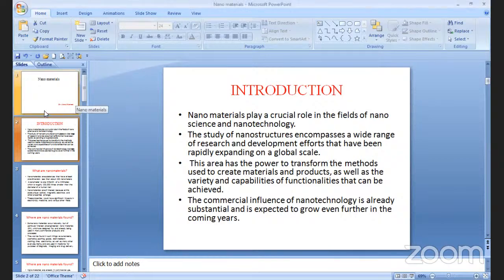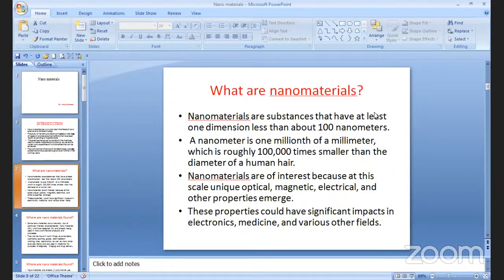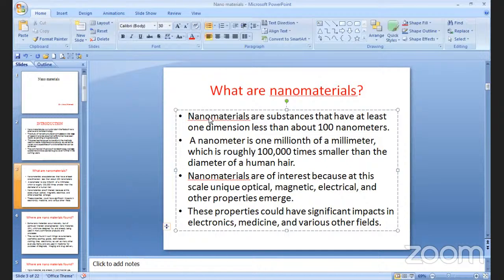And if you see what actually nanomaterials means, okay. So nanomaterials are substances that have at least one dimension which is less than approximately 100 nanometers. So nanoscale materials are defined as a set of substances where at least one dimension is less than 100 nanometers. Those we will be calling nanomaterials. Right. So this is the definition of the nanomaterials.